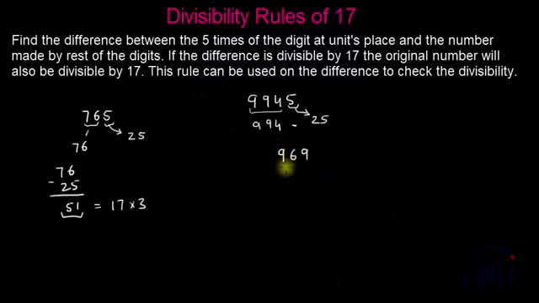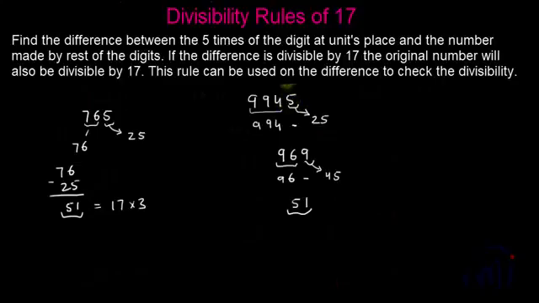So either you can divide and check its divisibility by 17, or you can again apply the divisibility rule of 17. The digit at units place is 9, 9 fives are 45, and the number made by the rest of the digits is 96, and 96 minus 45 is 51. This 51 is divisible by 17, as we have seen, so 969 will also be divisible by 17, and 9,945 will also be divisible by 17.